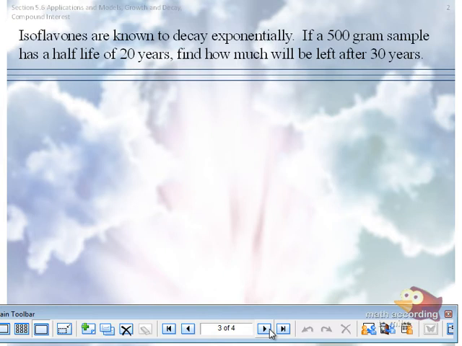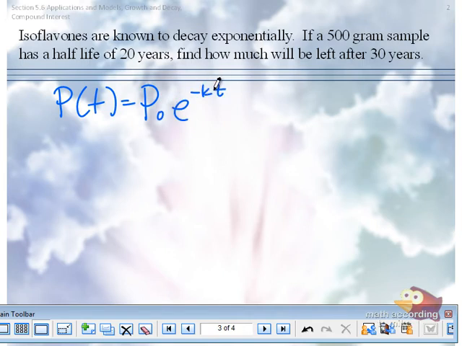All right, so we have this equation. There's one thing we are not given in this problem. What is that? k. We do not know the rate of decay. So we can't answer how much will be left after 30 years until we figure out the rate of decay. So that 30, ignore it for now.